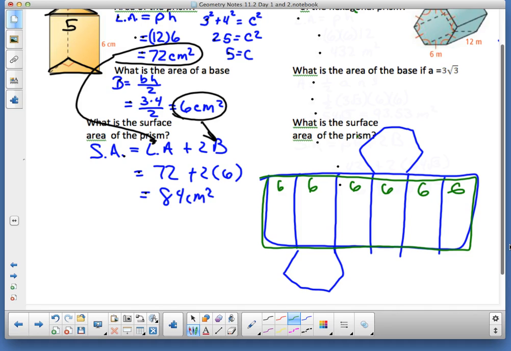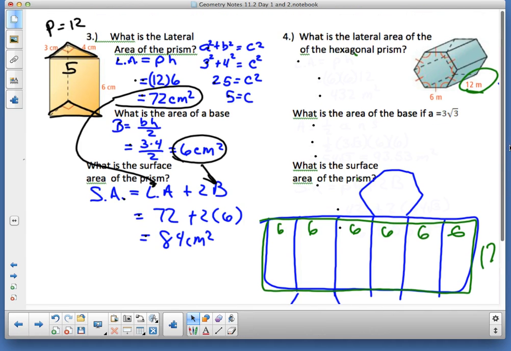And then I have my height separation, which is 12, right there. So that's the lateral area that we're looking for. So on this rectangle, I got 6 times 6 times 12, and I get 432.